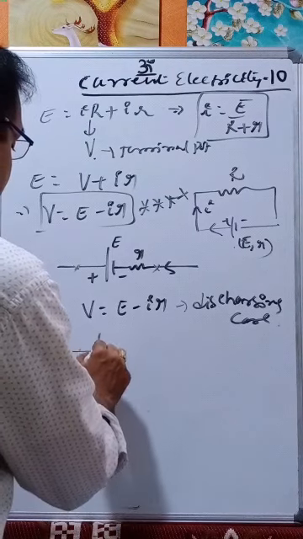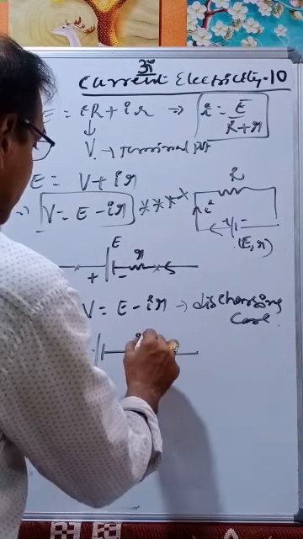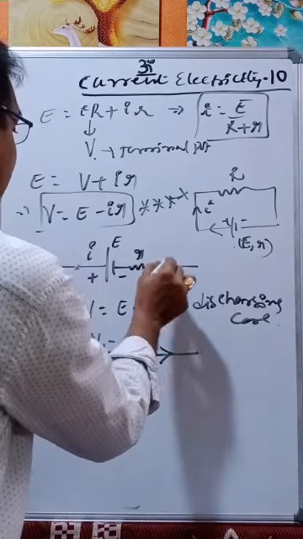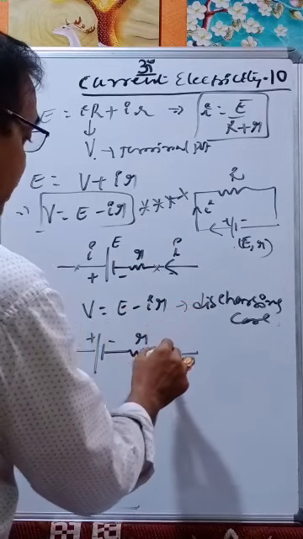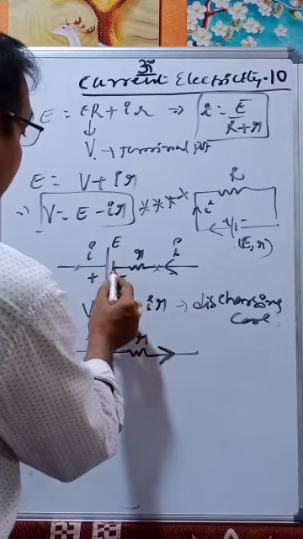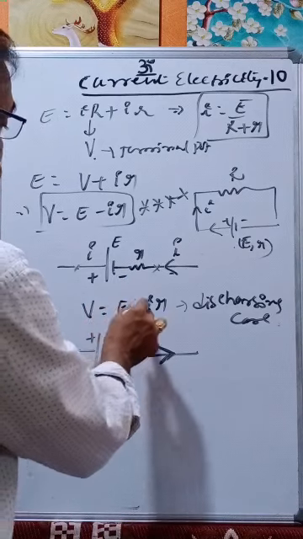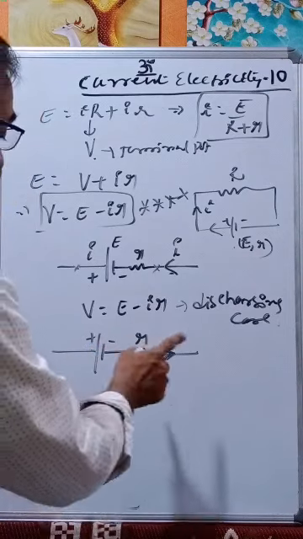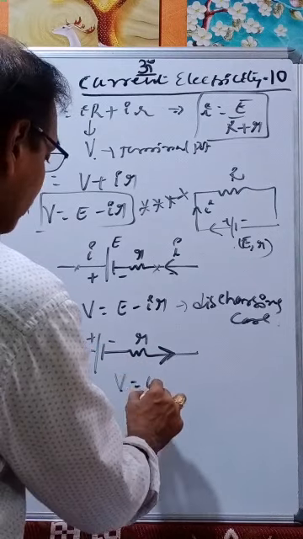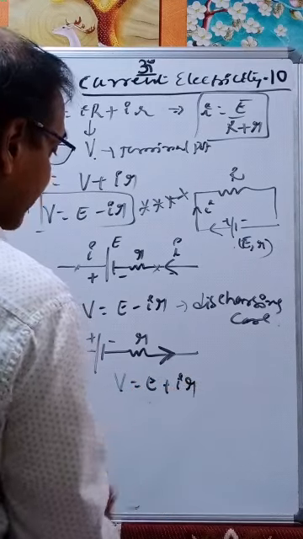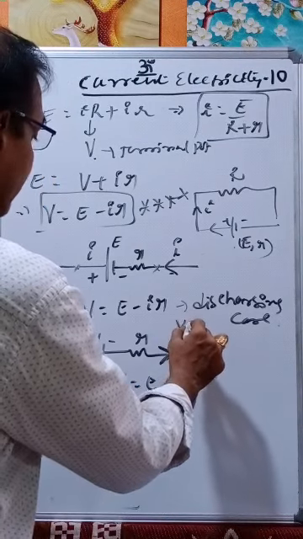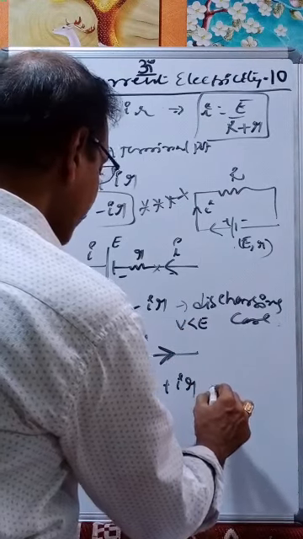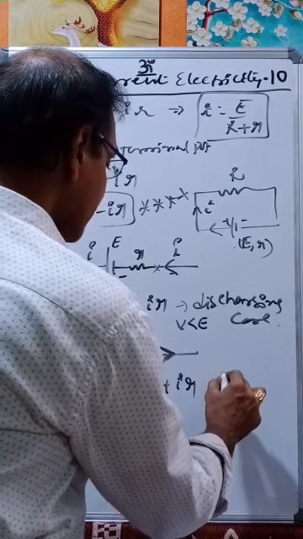Now, if it is like this, this is external resistance R, and this is negative, this is positive, and the current is flowing like this, then the current direction is reversed. If it is flowing from negative to positive, then V is equal to E minus IR. If it is flowing from positive to negative, anode to cathode, then V is equal to E plus IR. In the first case, definitely V is less than E. Here V is greater than E.